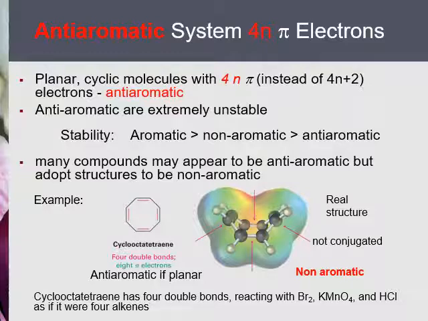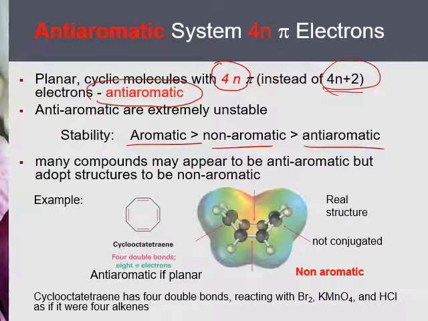If a molecule obeys the 4n+2 rule, then it's aromatic with unusual stability. On the other hand, if the molecule meets all the requirements except the last one, and instead of 4n+2 it is 4n electrons, then the molecule becomes very unstable. It's called anti-aromatic. So an aromatic compound is more stable than a non-aromatic compound. But anti-aromatic compound is even less stable than a non-aromatic compound.